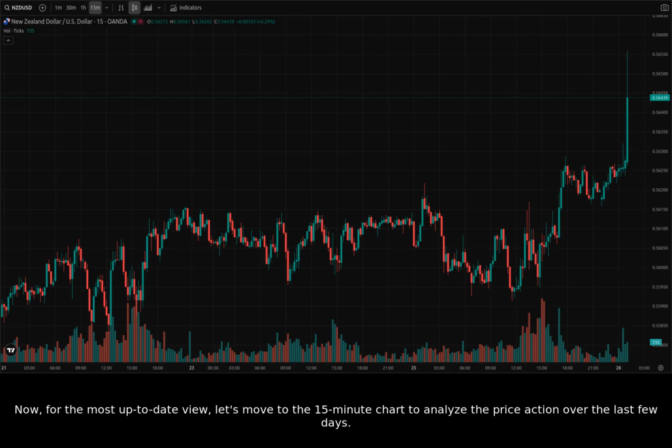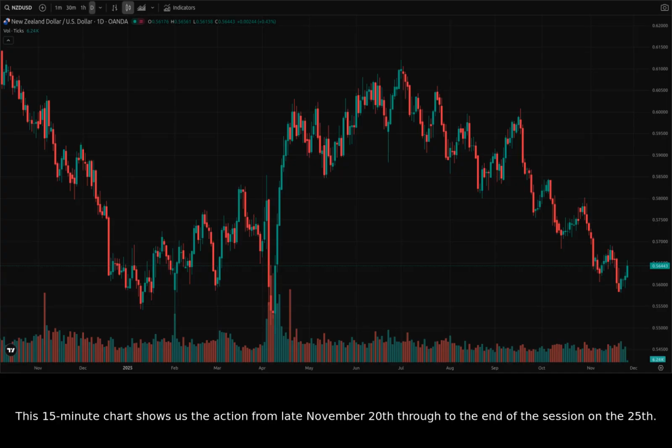Now, for the most up-to-date view, let's move to the 15-minute chart to analyze the price action over the last few days. This 15-minute chart shows us the action from late November 20th through to the end of the session on the 25th. We can see the dip down to that key support level around 0.5580 on November 20th. Since that low, the price has been grinding slowly higher, but the movement has been choppy and lacked conviction. The price has essentially been trading in a tight range, capped by resistance just below 0.5630.